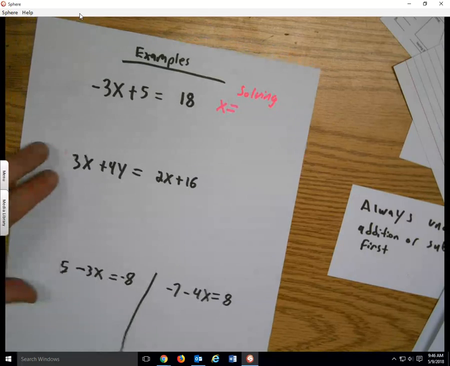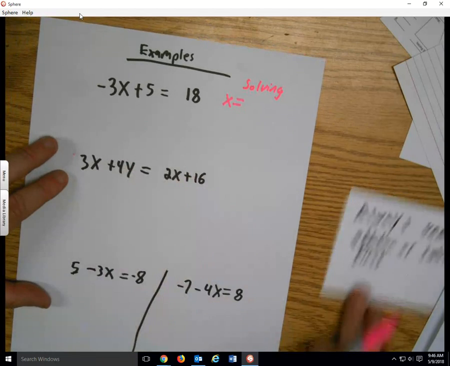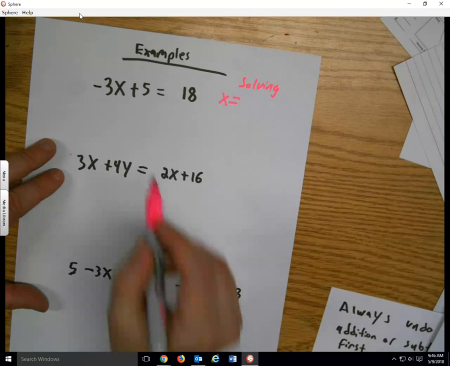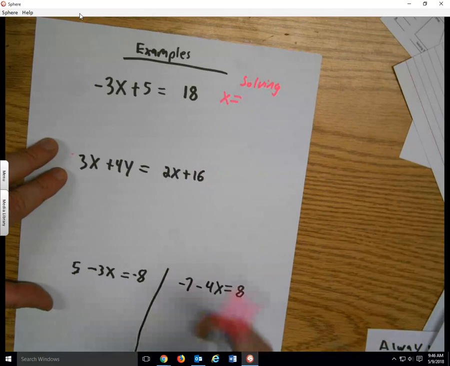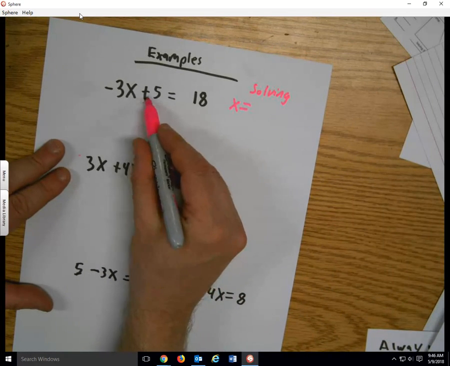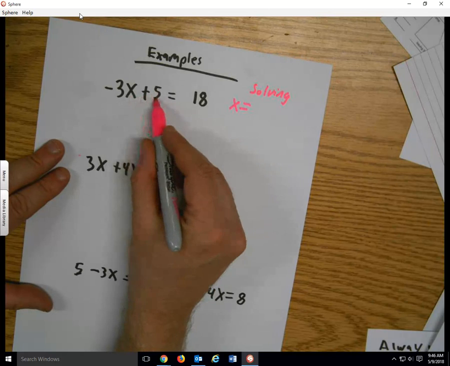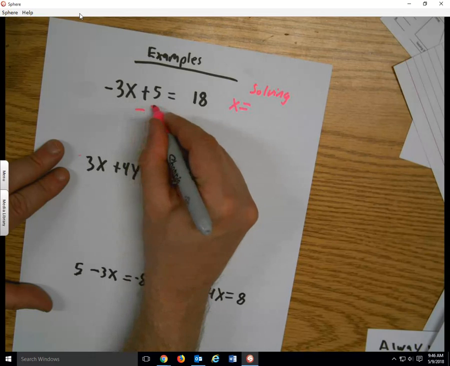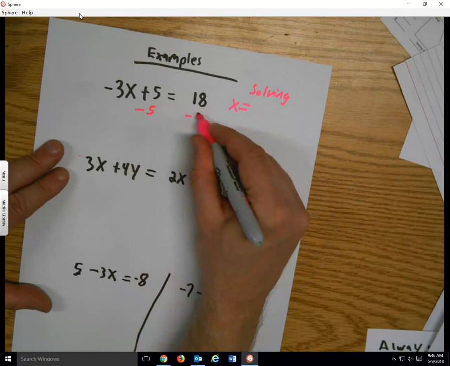So, we always want to undo the addition or subtraction first. And we're trying to get this x by itself. So this is being added. Look, it's between the x and the 5. You always look in between. And it's being added, so you would do the opposite, which is to subtract.